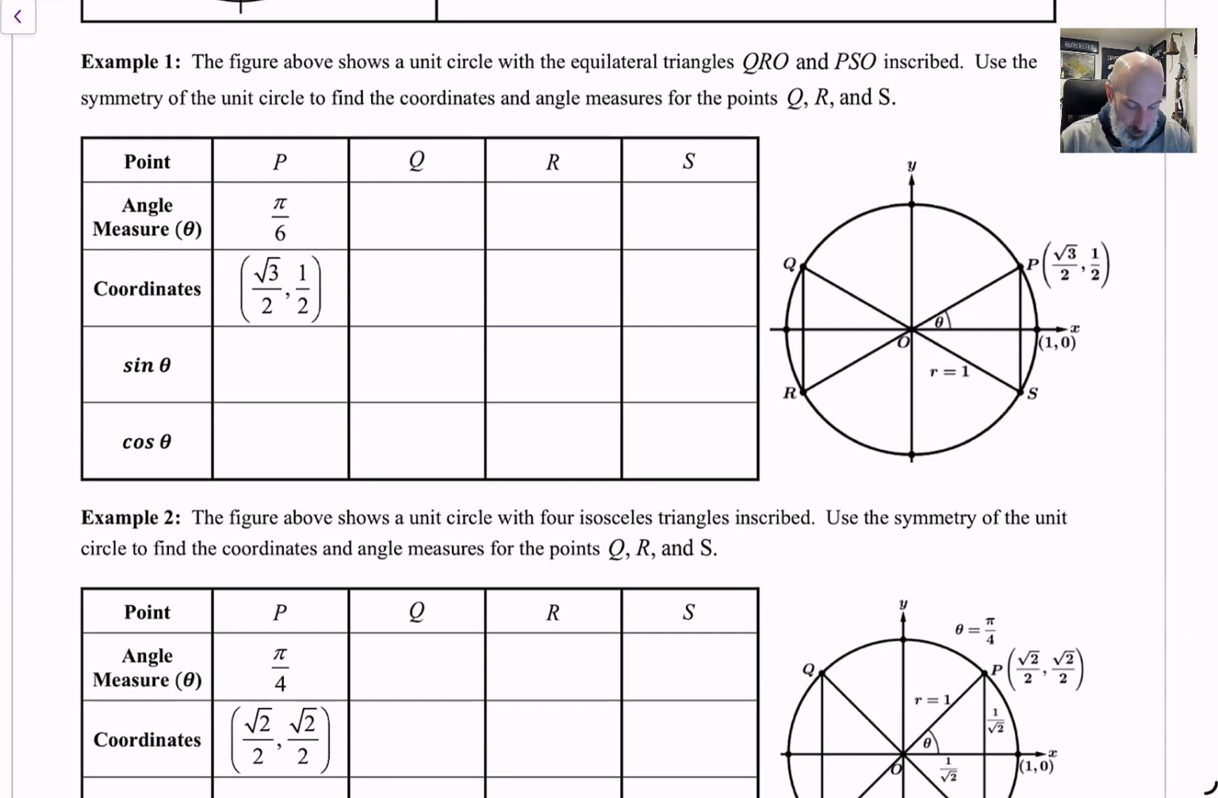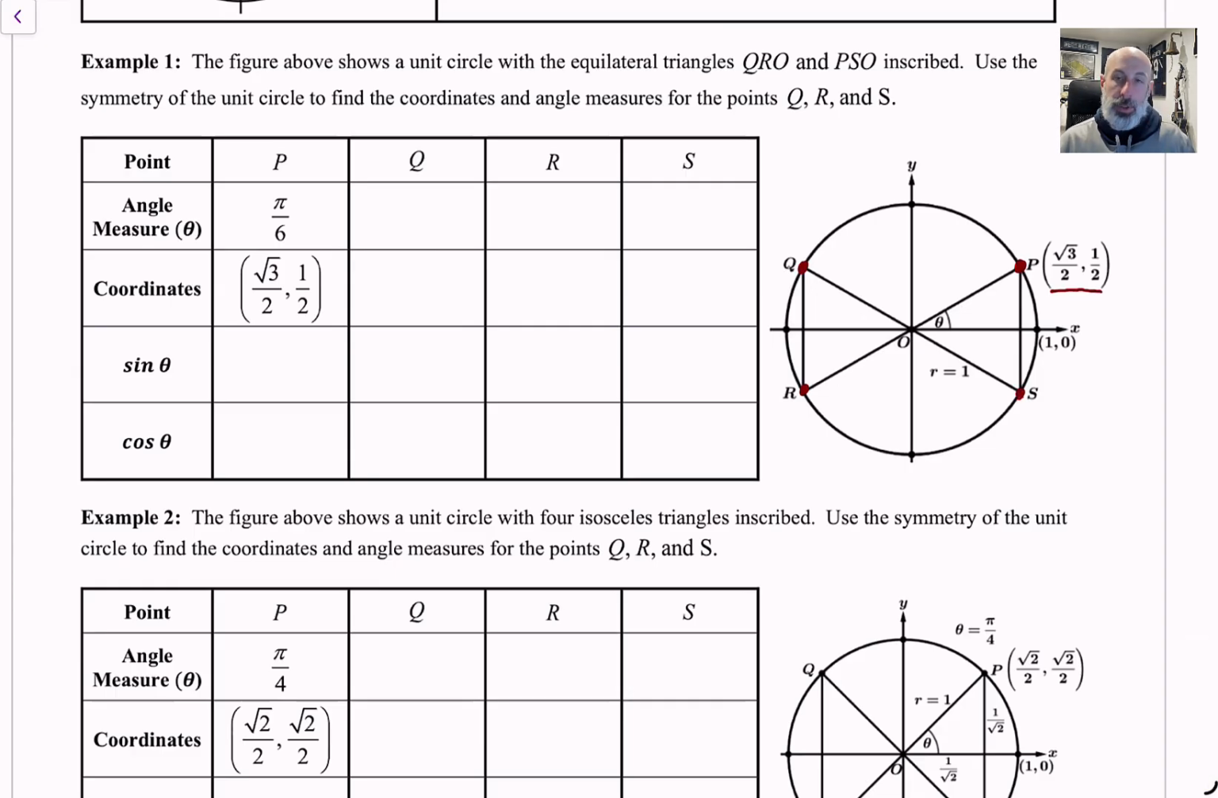What they have done over here on the right is they have taken just a generic point P. Because of the coordinates that they give to us, we can say that this angle is pi over 6 because I know the x is root 3 over 2 and the y is 1/2. And what they've done with that is they've reflected point P across the y-axis to come up with Q. They reflected that point across the x-axis to come up with R, and reflected R or P across an axis to come up with point S.